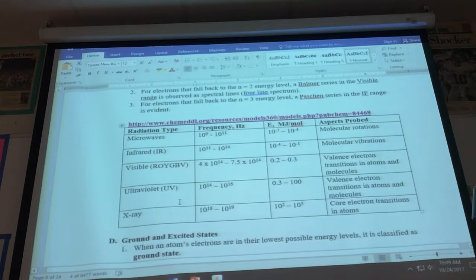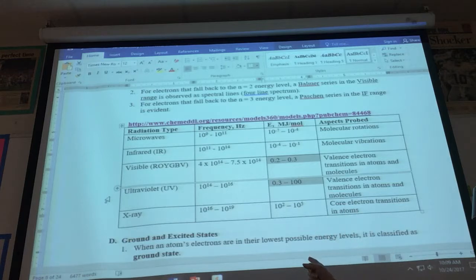So if you can calculate that, now as you look at a chart, in what region would that be? Visible. Somewhere in here. And so you could pinpoint the region of the electromagnetic spectrum. So if they asked you to calculate something and then identify it, they'll give you this table. They may not tell you the aspect, but they'll give you the first 3 columns of the table. You've got to be able to synthesize concepts, so that'll be important.